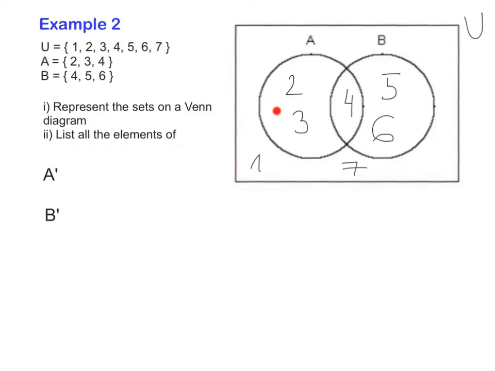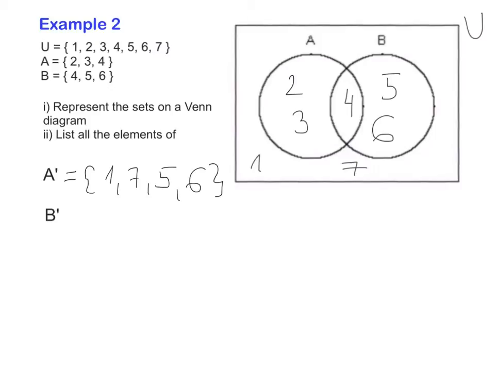So cover set A, and what's outside? Outside set A we have 1, 7, 6 and 5. So let's write it down. Remember, this is also a set, so we need to use curly brackets. So we have 1, 7, 5 and 6.